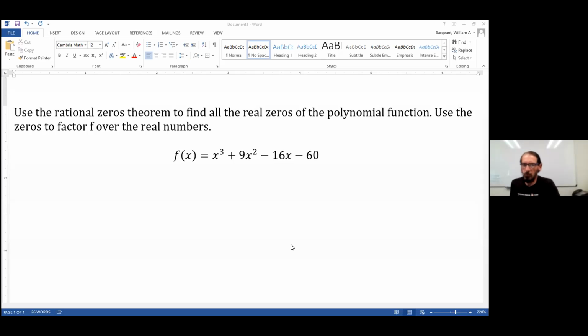All right, let's use the rational zeros theorem to find all the real zeros of the polynomial function at the bottom there. And we're going to use that to factor the function as well.